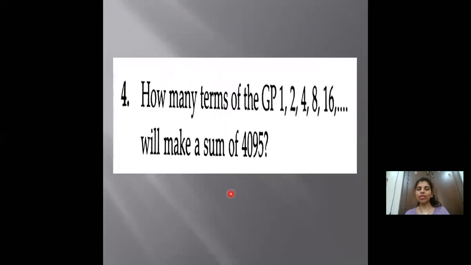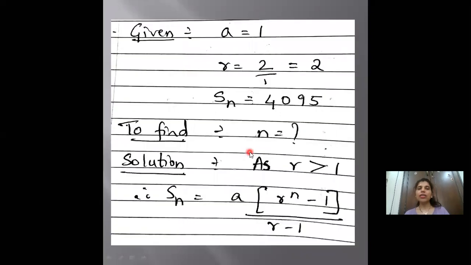Now we go to the next question. In the next question it is said: how many terms of the GP 1, 2, 4, 8, 16 will make the sum 4095? So a is given to you as 1, r is given to you as 2, and Sn is given to you as 4095. So you have to find the value of n. Now when such a sum is there, you will have to take the formula for Sn. So in GP you have to find out whether r is less than 1 or greater than 1. Here you can see it's 2, so r is greater than 1.